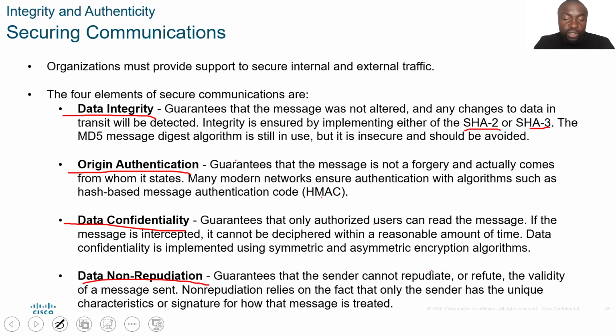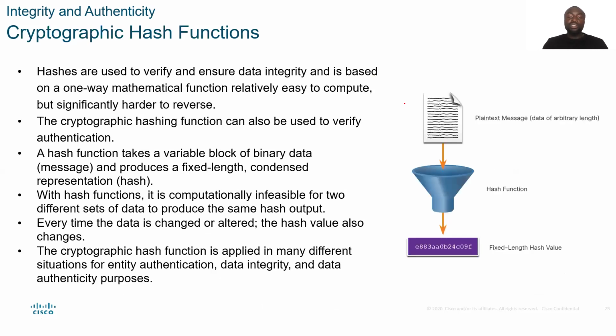So non-repudiation relies on the fact that only the sender has the unique characteristics or the signature for how the message is treated. Hashes are used to verify and ensure data integrity and are based on a one-way mathematical function, relatively easy to compute but significantly harder to reverse. The cryptographic hash functions can also be used to verify authentication.